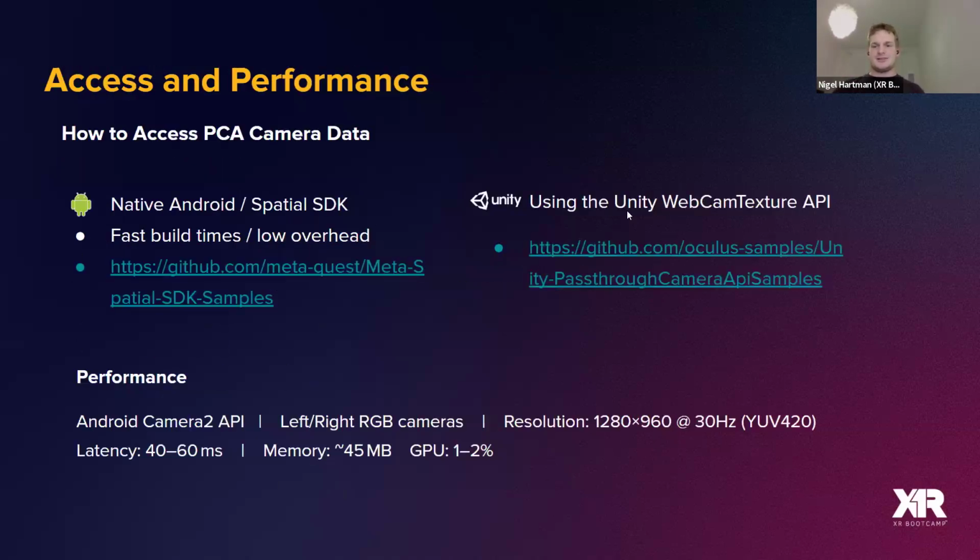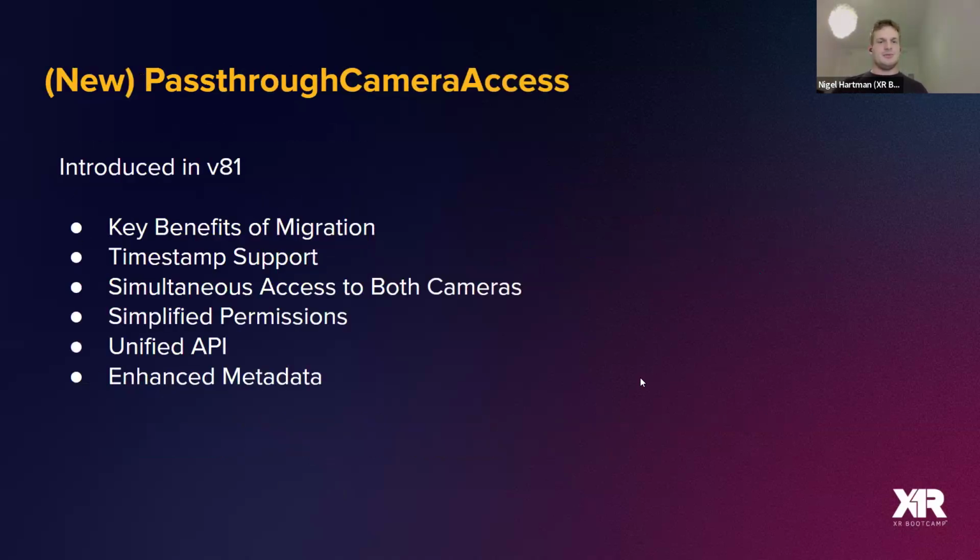So what I said before is, for Unity, you can use the Unity webcam texture. But actually just last week, Meta announced a new Passthrough Camera Access API, which we already tested for you and directly integrated into our projects, which we show today. And this Passthrough Camera Access API has a lot of advantages. It's really easy to integrate, to build with it.